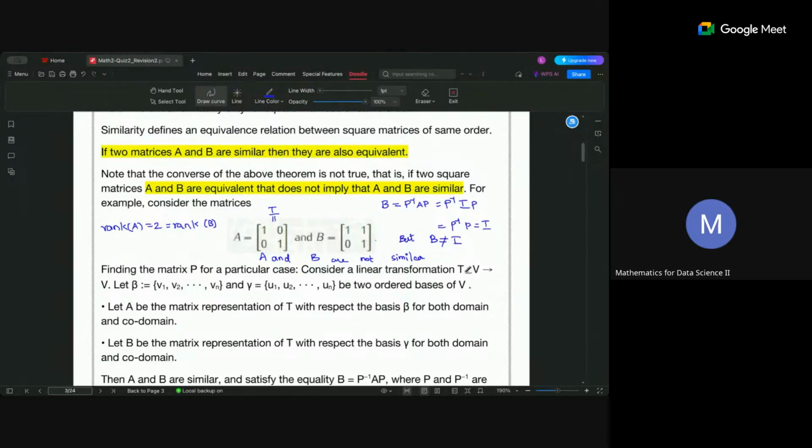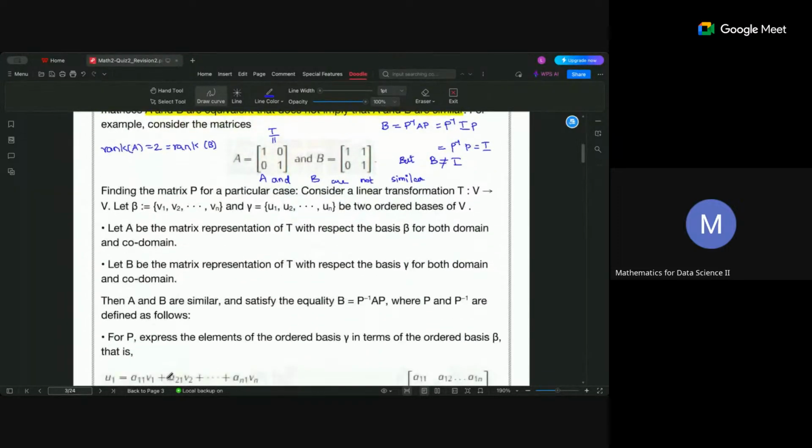Just like we saw the scenario in the case of equivalent matrices, suppose you have a linear transformation T from V to V, and you have two bases, beta for V and gamma for V. A is the matrix representation with respect to beta for both domain and codomain, and B is the matrix representation with respect to gamma for both domain and codomain. Remember, here A is with respect to the same basis for both domain and codomain. Similarly, B is the matrix representation with respect to the same basis for both. But in the case of equivalent matrices, the bases are different for domain and codomain.